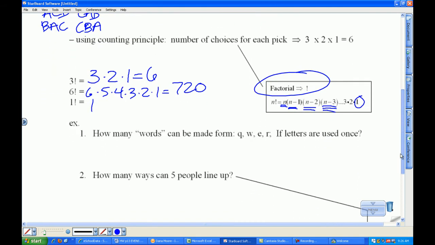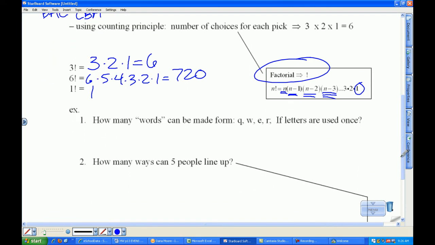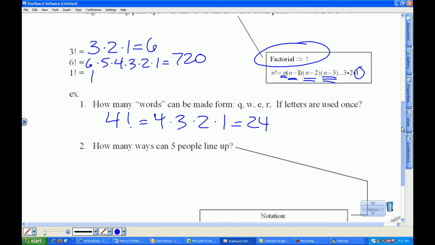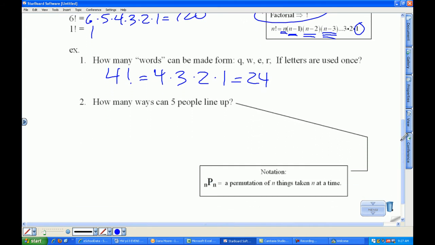Factorial is a big part of probability. How many words can be made from Q, W, E, R if the letters are used once? If you're going to use every single letter, there are 4 letters, you can just write this as 4 factorial. 4 ways to choose the first letter, 3 ways to choose the second letter, 2 ways to use the third letter, and then the 1 letter that remains. 24 is the answer. You have to use every single letter in order to go with the factorial. You've got to use them up. If you're not using them up, we do something called a permutation. Alright, we're going to talk about that too.